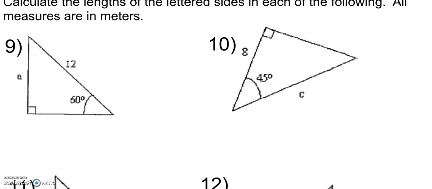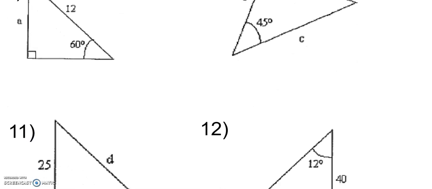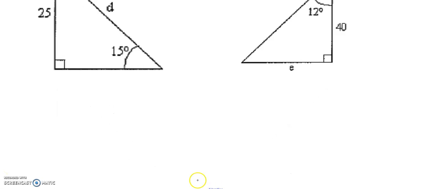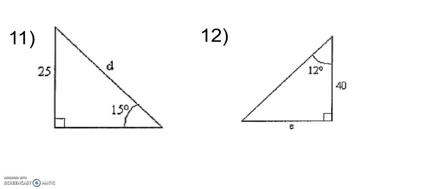We did 9 and 10 in class. For those that were not here, please make sure to take a look at the notes online. Here are the answers for number 11 and 12 in terms of the work. If 15 is your reference angle, remember you never use the 90 as the reference because the 90 represents that you can use trig in the first place. Compared to this angle, the 25 is the opposite and the D is the hypotenuse.